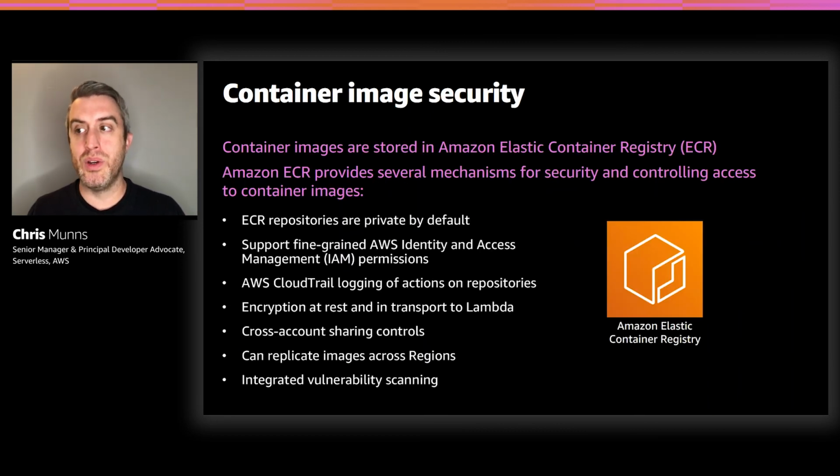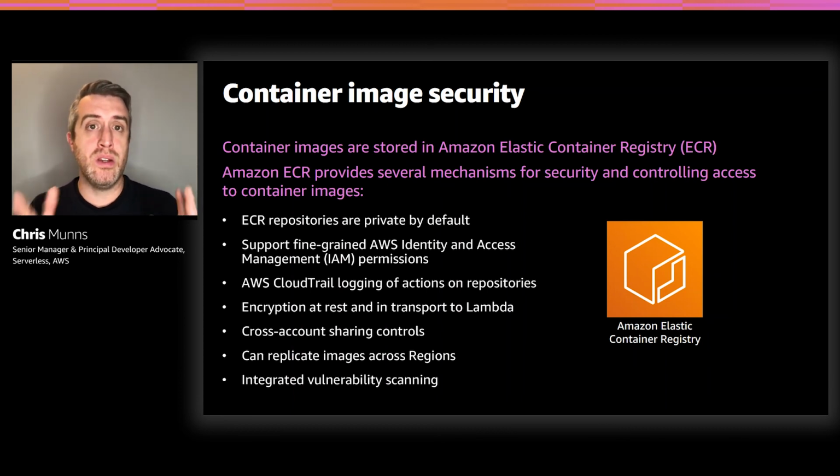Okay, last thing I'm going to touch on is that as part of container image support for Lambda, there is one minor additive change, which is that your images have to first be put into Amazon Elastic Container Registry, or ECR. Now, ECR is a service in the container space that's been around for a couple of years. It has a whole bunch of capabilities. I wanted to list some of the key ones that I think are really valuable here.